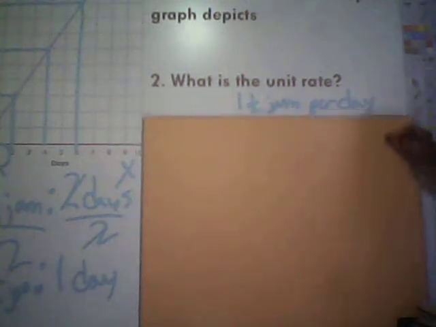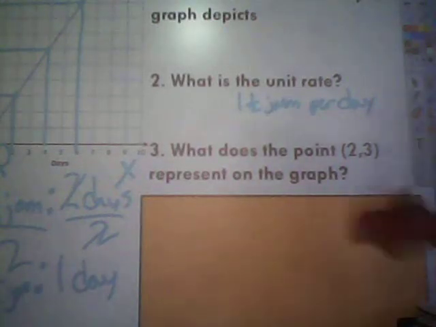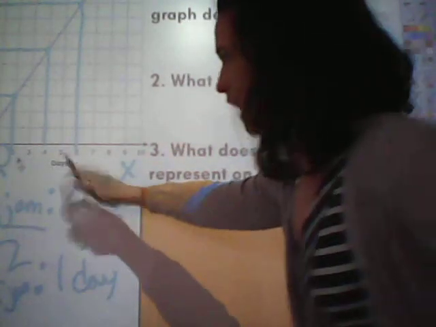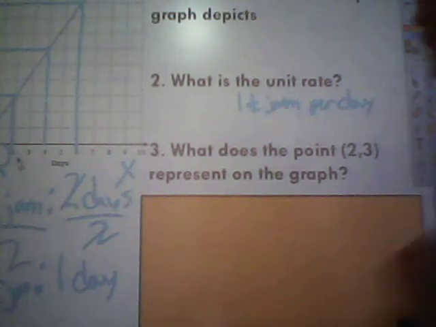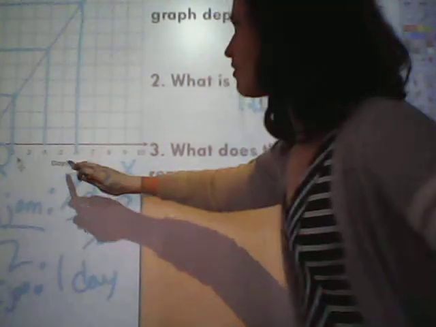Very good. What does the point (2, 3) represent on the graph? Well, we really already did this, but let's break it down one more time. If I find 2 comma 3, that really means that in 2 days, I can make 3 liters of jam. See how all I really did was find my number and describe it using my units? So let's try it again. If I did the point (4, 6), that means in 4 days, I can make 6 liters of jam.